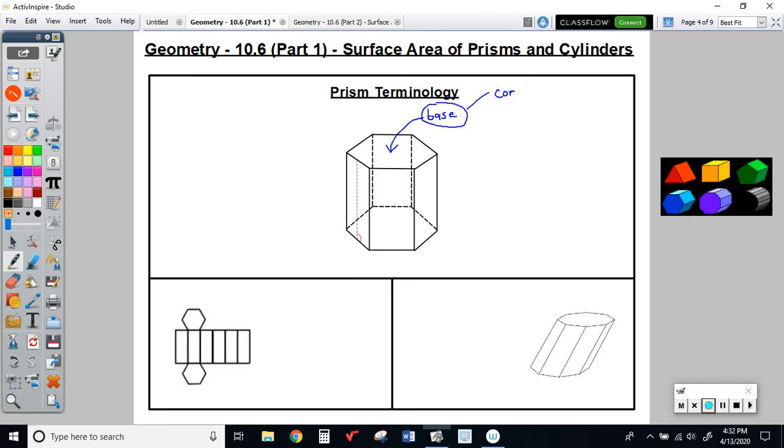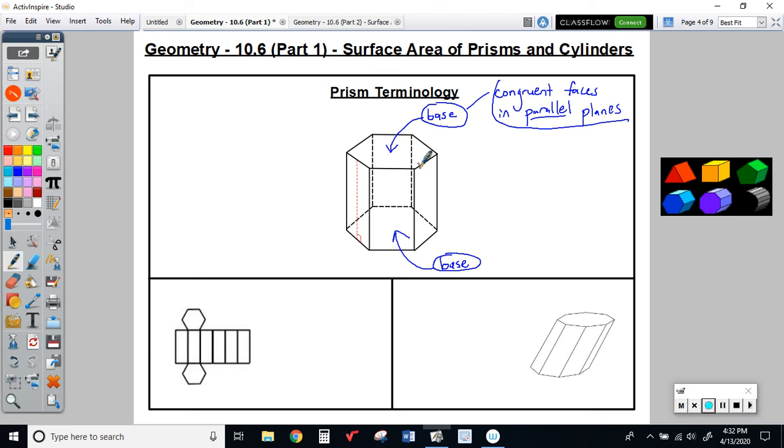But a base of a prism is going to be congruent faces in parallel planes. That is key. For something to be a prism, there has to be two bases that are parallel to each other in parallel planes. And then some other terminology here. I think it'd be best to just point to that and call that a base as well.